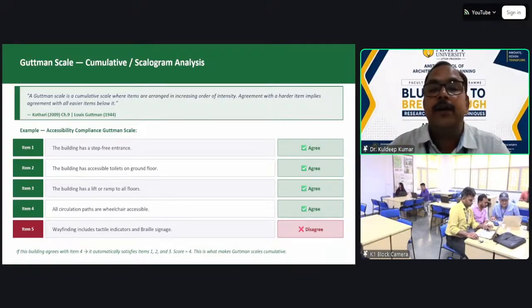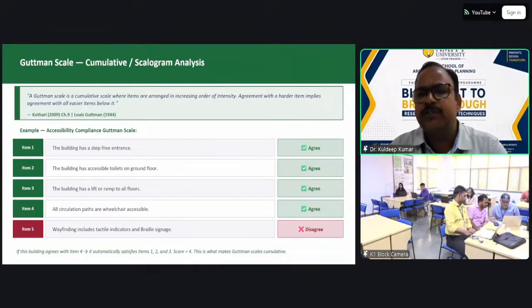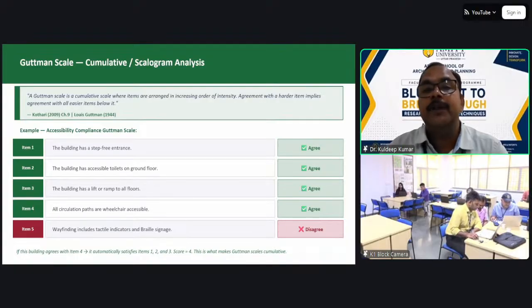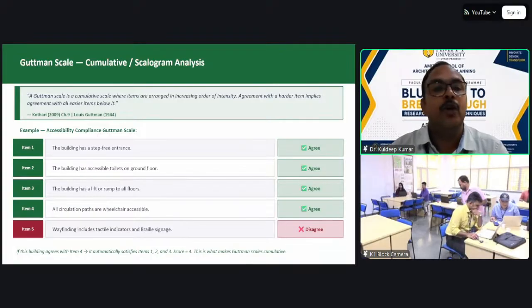Item 1, suppose the building has a step-free entrance: agree. Second, the building has an accessible toilet on the ground floor: agree. Item 3, the building has a lift or ramp on the floor: agree. Suppose these are examples which may be asked of a respondent in a survey. Or all circulation paths: agree. But the last one, wayfinding includes tactile indicators and braille signage: disagree. Now the building scores 4 out of 5, it is clear.